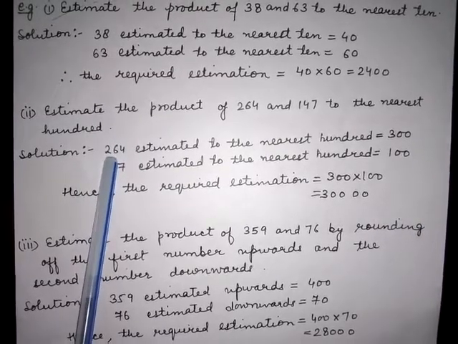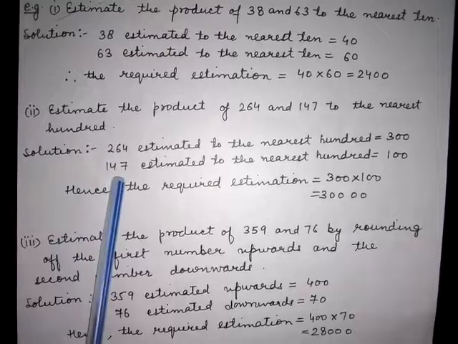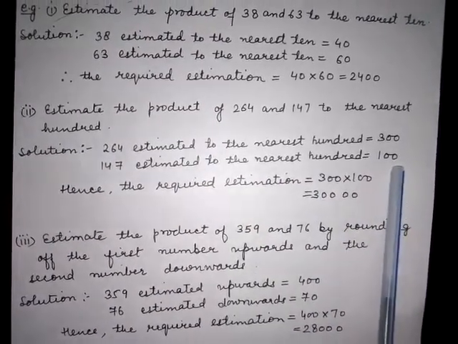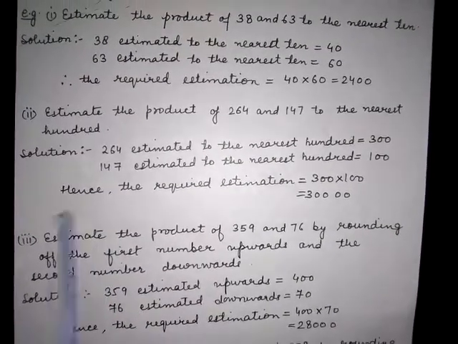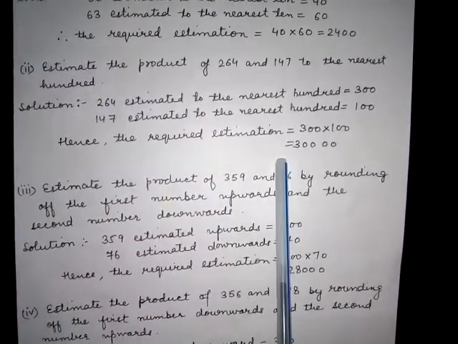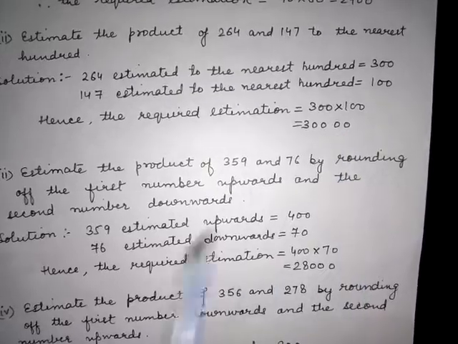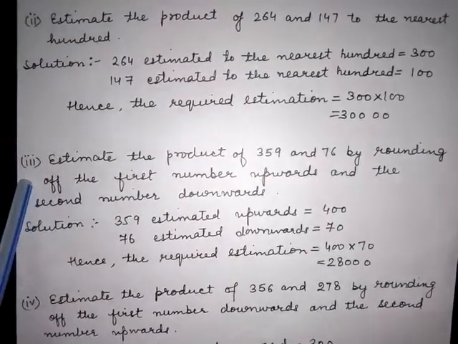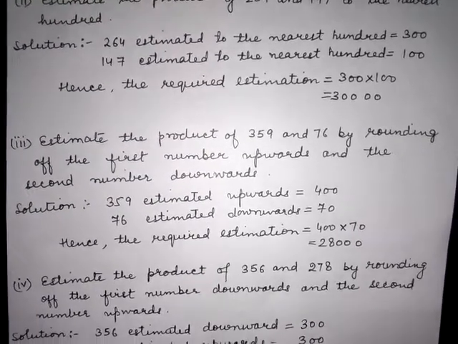Because at the tens place 6 is there, which is greater than 5. And this 147 estimated to the nearest 100 is equal to 100, because at the tens place 4 is there, which is less than 5. Hence, the required estimation equals 300 into 100, which is equal to 3 followed by 4 zeros, which is equal to 30,000. Now we have the third example, which is different from the other two examples.